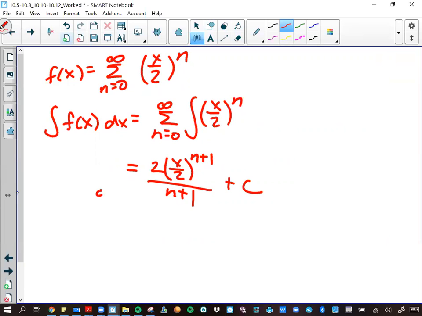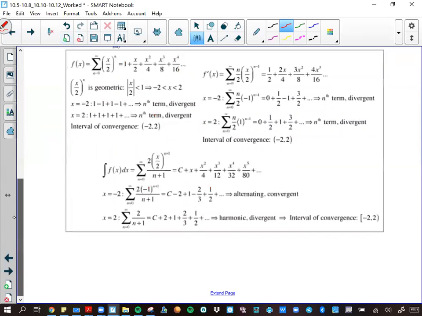And then this is the series for that. So this is the sum from n equaling 0 of 2 times x over 2 to the n plus 1, over n plus 1, plus c. And then you could do, obviously, the interval of convergence. And so I have that. It looks like we simplified here. No, we didn't simplify it. We're just doing our interval of convergence at -2 and 2. So if I did -2 and plug it in here, I get this guy here.